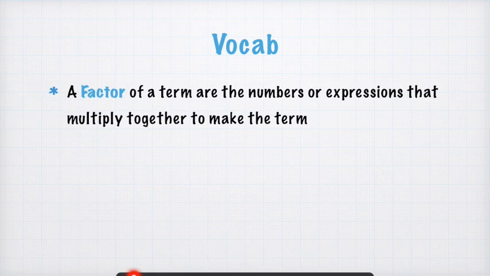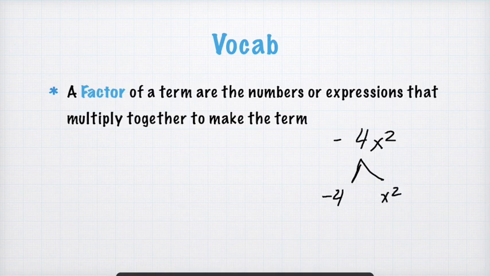Our next vocab term is a factor, and a factor is the numbers or expressions that multiply together to make the term. For example, let's do negative 4x squared. The factors of this, the most obvious ones, are going to be negative 4 and x squared. You can also factor it as negative 4x and x. Because when we multiply these together, we're going to have the original term that we had.